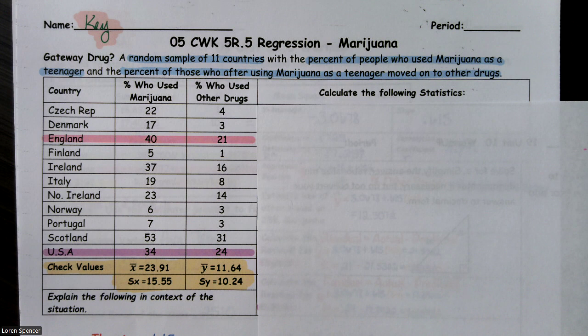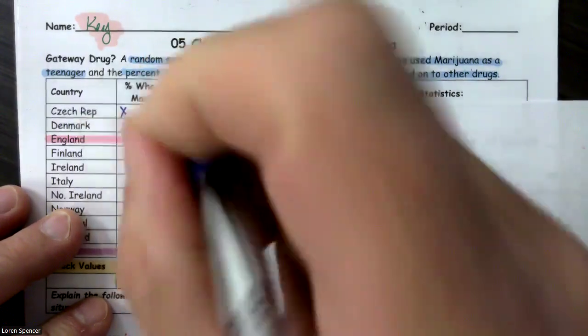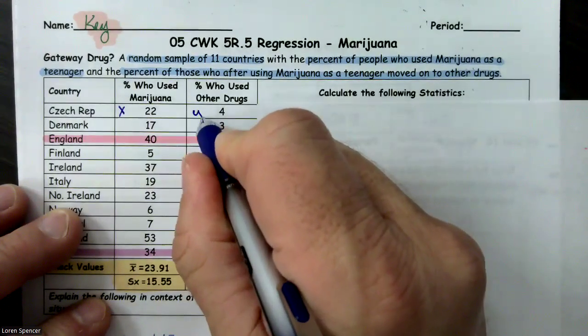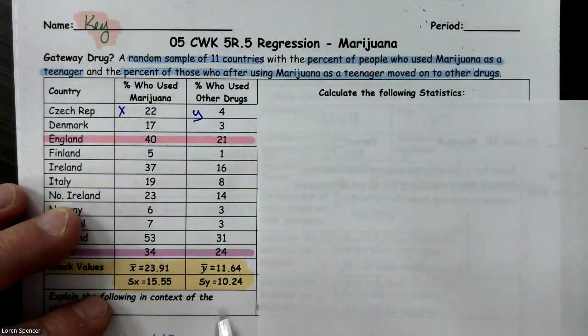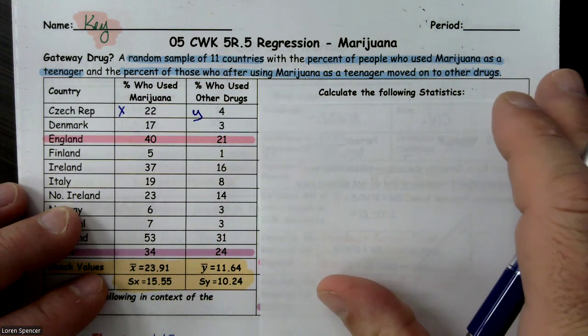Our scenario is marijuana. Is it a gateway drug? A random sample of 11 countries with the percent of people who used marijuana as a teenager and the percent of those who, after using marijuana as a teenager, went on to use other drugs. We're going to let you know this is the percent. This is going to be our X variable, the percent who used marijuana, and the percent who used other drugs later is Y. So did the marijuana use impact the use of other drugs?